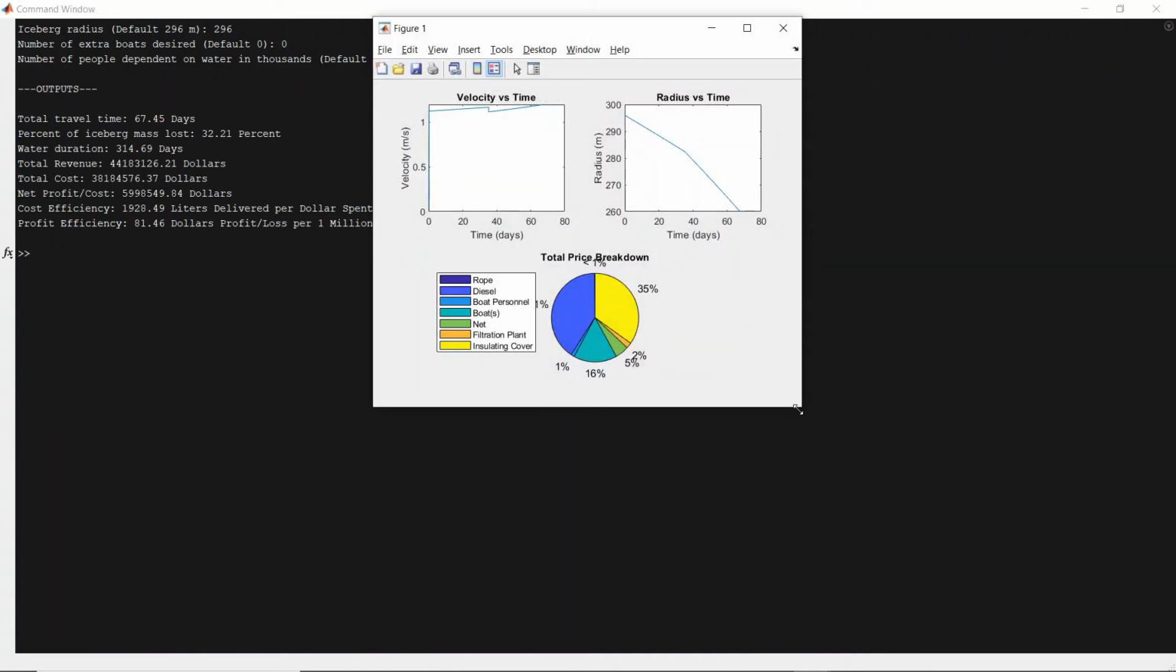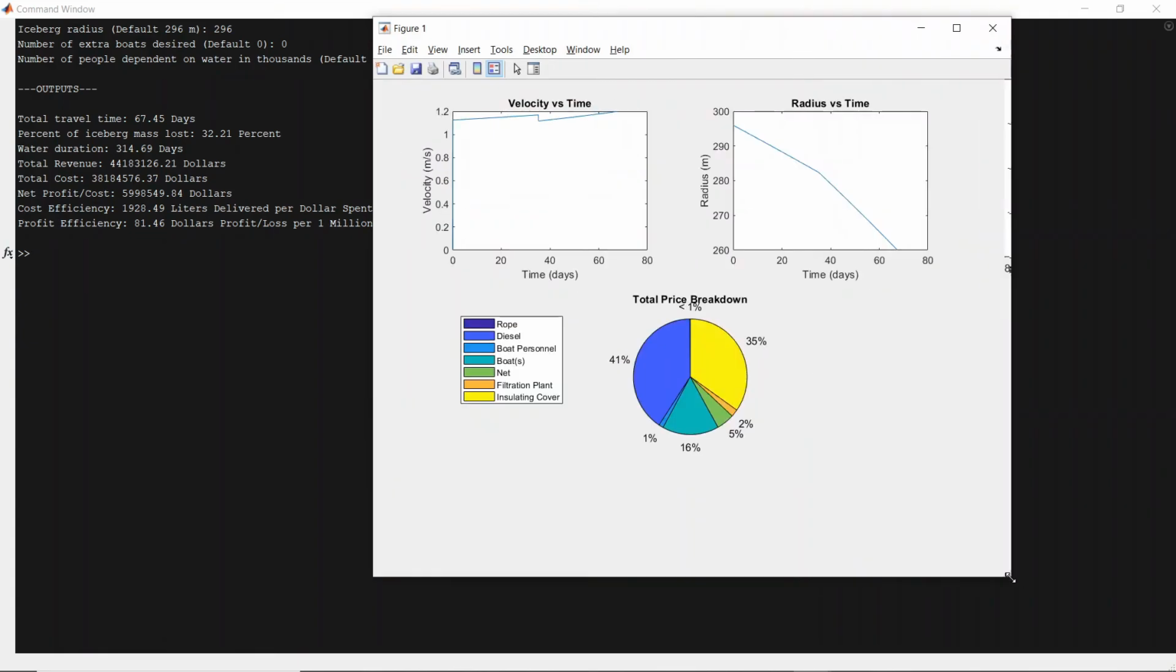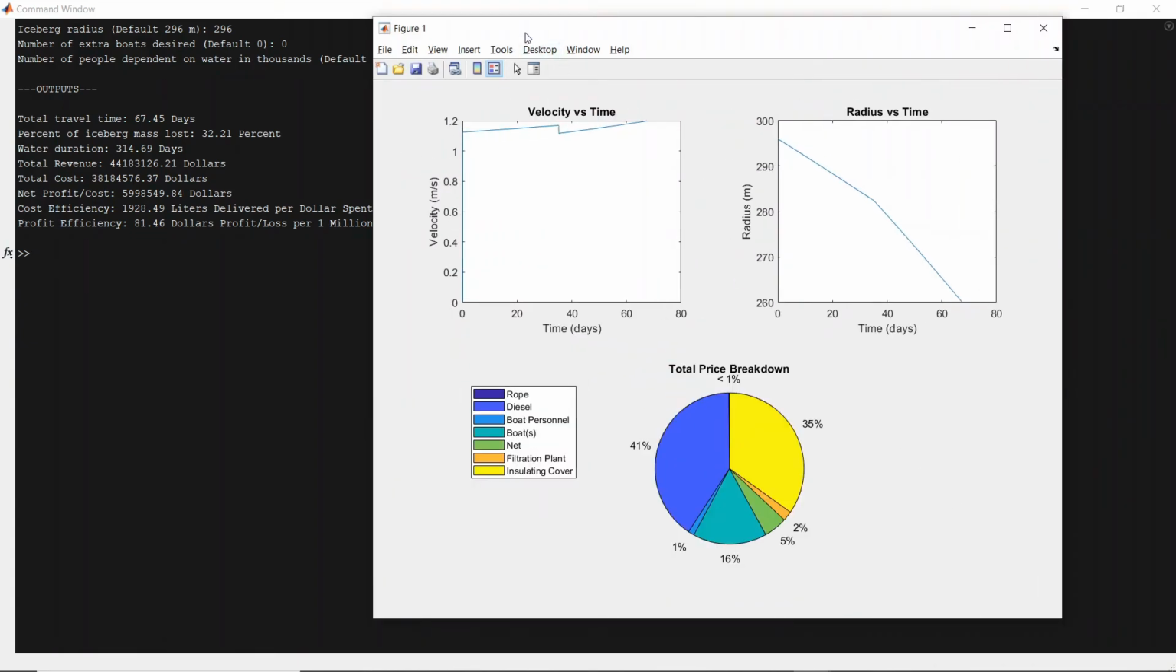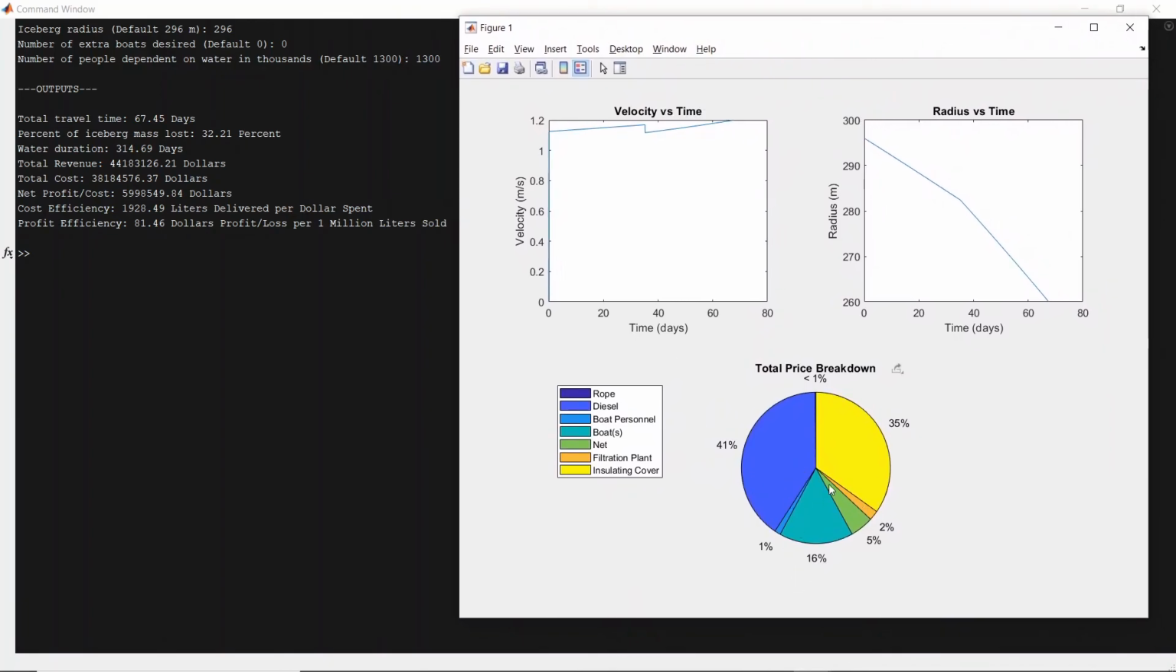Okay, so once this is done, the model outputs a variety of different graphs. So you can see here, this is the total price breakdown, the pie chart of total price breakdown by the main categories, and then you can see the velocity versus time and radius versus time graphs.